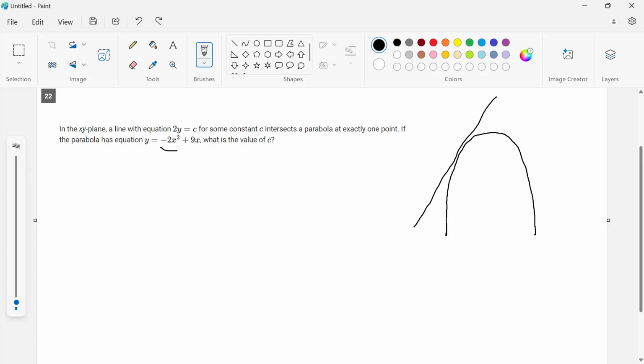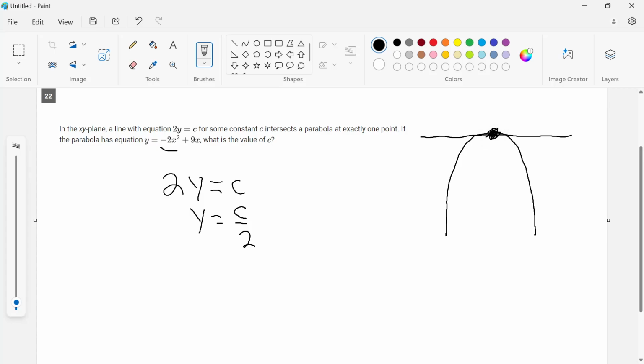However, if it is a horizontal line and it crosses the parabola at only one spot, let's pretend it only crosses at the vertex. A horizontal line will only cross the parabola at the vertex, whether it's an upside down or right side up parabola. 2y equals c can be rewritten as y equals c over 2. C is a constant, just a number, so this is y equals some number. It's just a horizontal line. So all I have to do is find the y value of the vertex of the parabola. Since c over 2 equals that, I'll just multiply it by 2, and that will give me c.